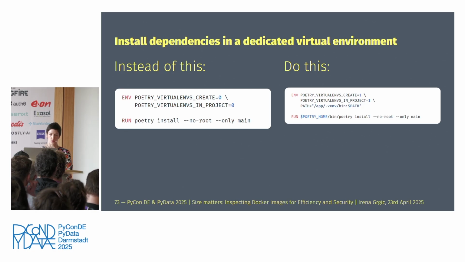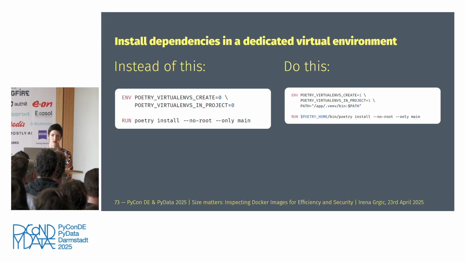Next, another very important one: install your Python dependencies in a dedicated virtual environment. This is not the same virtual environment that we are installing poetry into. It's a separate one, right? And we are handling this with the two settings, you see: poetry virtualenvs create is now set to true, and poetry virtualenvs in-project is set to true.